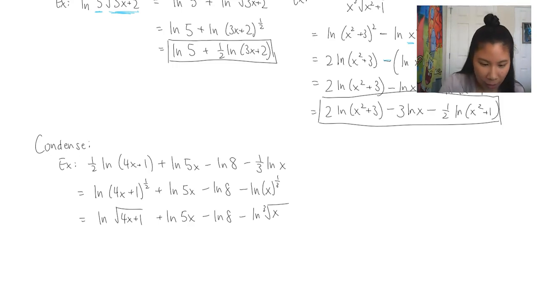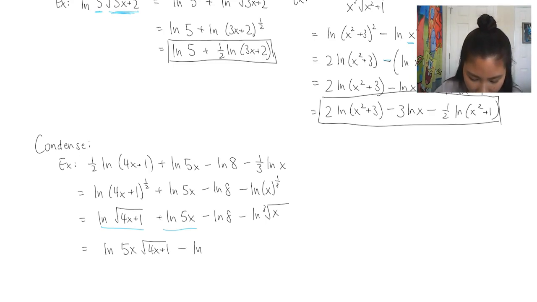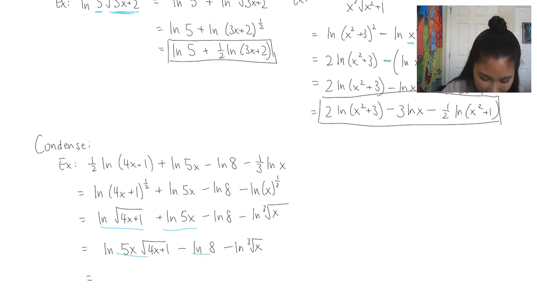Okay, then here we have 2 logs being added, so we can turn that into multiplying. So this would just be 5x times radical 4x plus 1. And then we have that minus natural log 8 minus natural log cube root of x. And if I'm subtracting, really that's just dividing. So this will now become natural log of 5x times radical 4x plus 1 over 8.